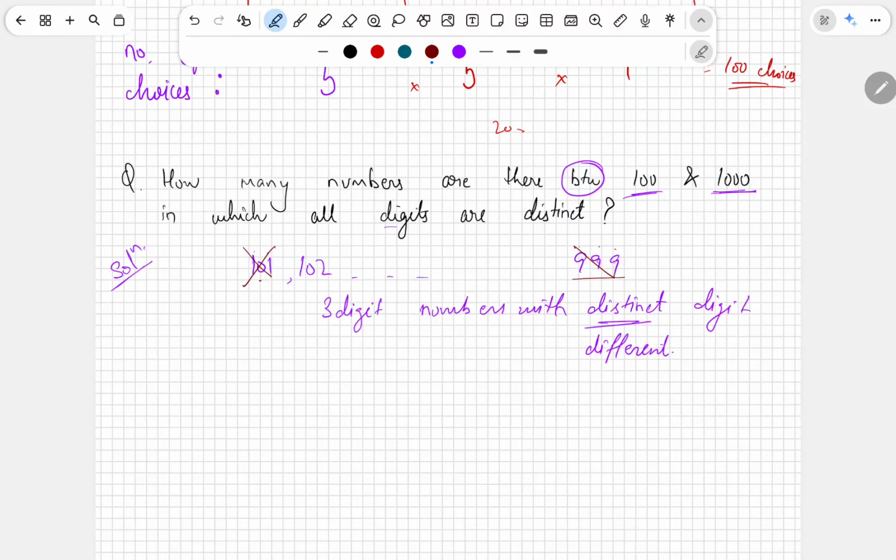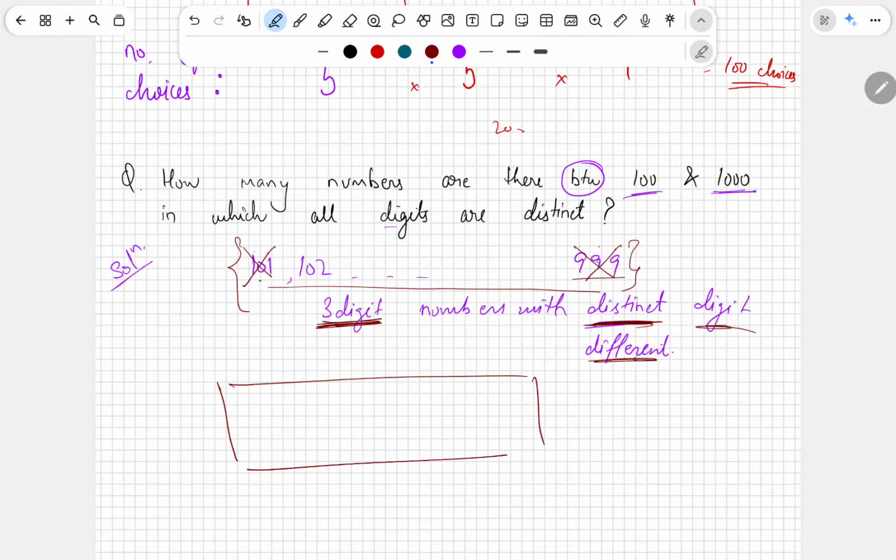999 has repeated digits, so this will not be counted. So technically we are counting 3-digit numbers which do not have repeated digits, that means which have distinct digits. So we are talking about 3-digit numbers with distinct or different digits. How many numbers are there between 100 and 1000 in which all digits are distinct?